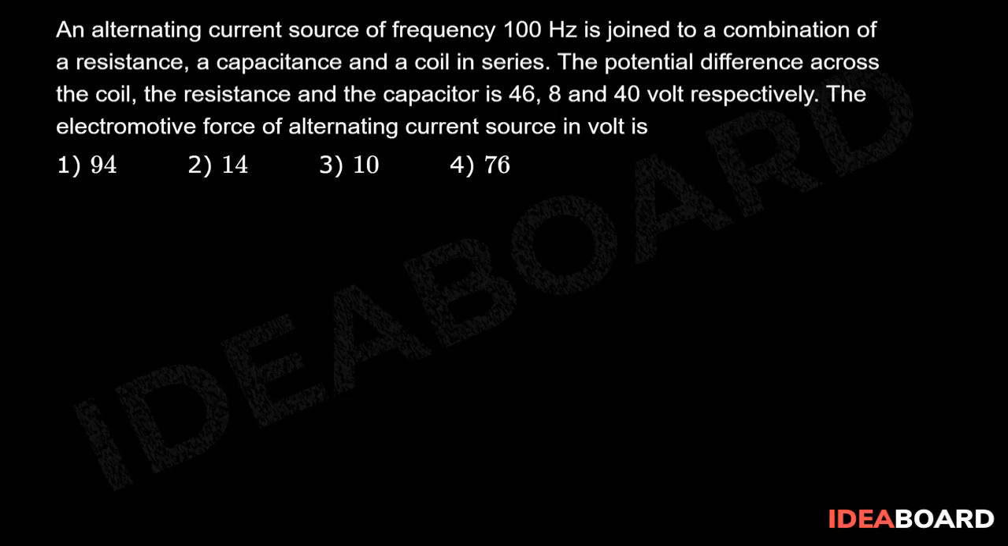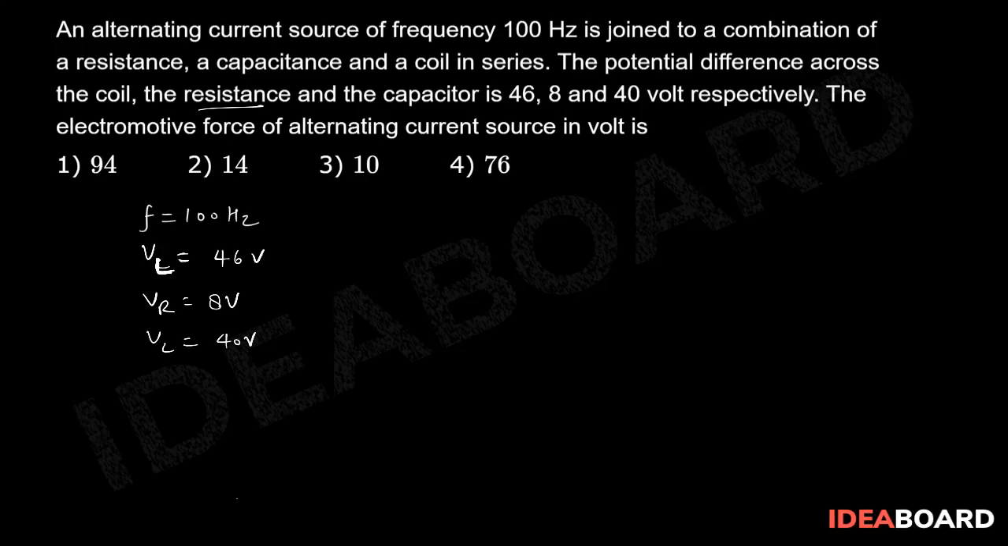So first of all, what information is provided, let's collect it. Frequency f is equal to 100 Hertz. This is given. Now the potential drop across the coil, that means VL, is equal to 46 volts. Across the resistance, that means VR, is 8 volts, and across the capacitor 40 volts, right?